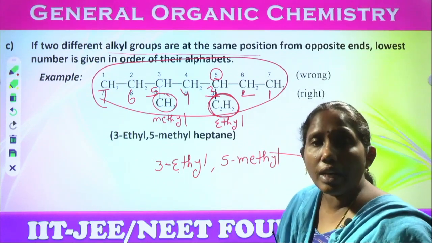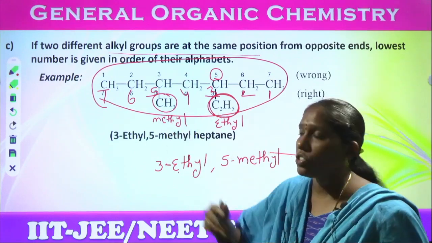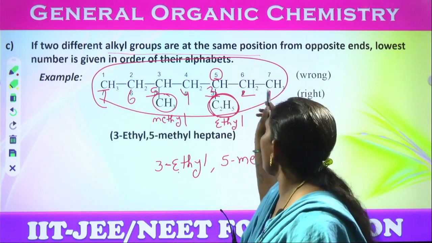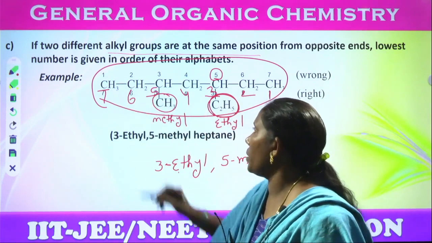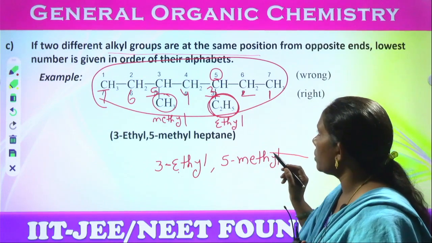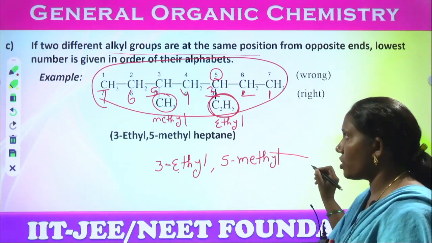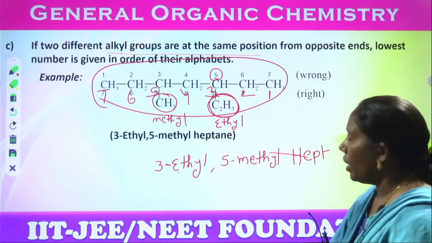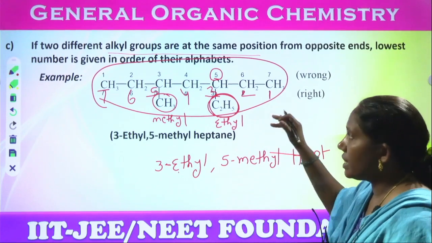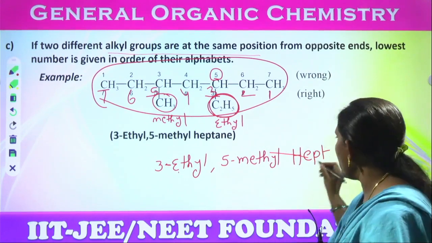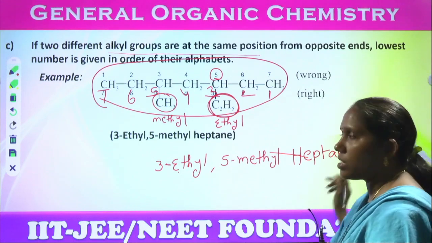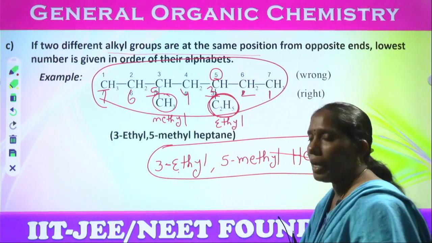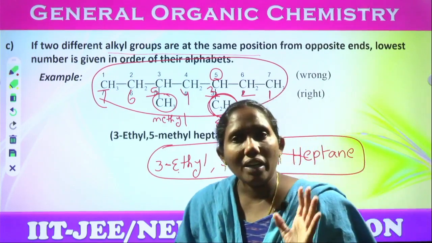Next check the number of carbon atoms in the longest chain. 1, 2, 3, 4, 5, 6, 7. So we have to take the longest chain first. So 7 means hept. All single bonds only are present between the carbon and carbon, so this is ane. There is no secondary suffix for this. So what is the name of this compound? 3-ethyl 5-methyl heptane.